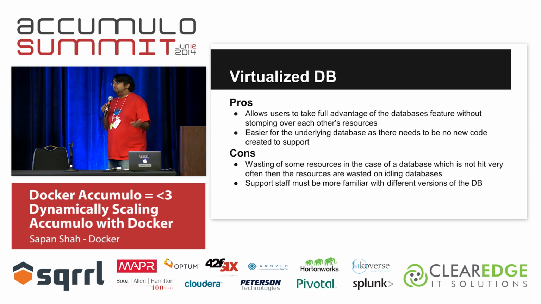The other approach is the virtualized DB approach, which I talked about earlier. Basically, you get full access to the API. We're not going to hold back from anything. It's easier for the underlying database as there needs to be no new code to support that, right? You're going to call directly into Accumulo or directly into Mongo or directly into HBase. You're going to talk to all these things with the raw API. Awesome. Nothing's getting in my way.